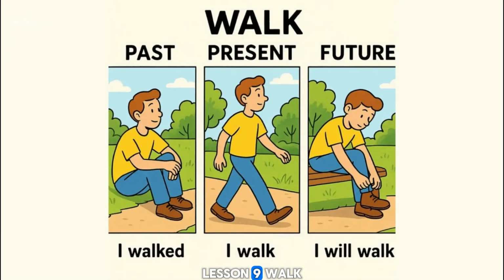Lesson 9. Walk. Picture number 9. The verb is walk. Past, sitting after walking. We say, I walked. Present, walking outside now. We say, I walk. Future, putting on shoes to walk. We say, I will walk. This verb is regular. Walked, walk, will walk.